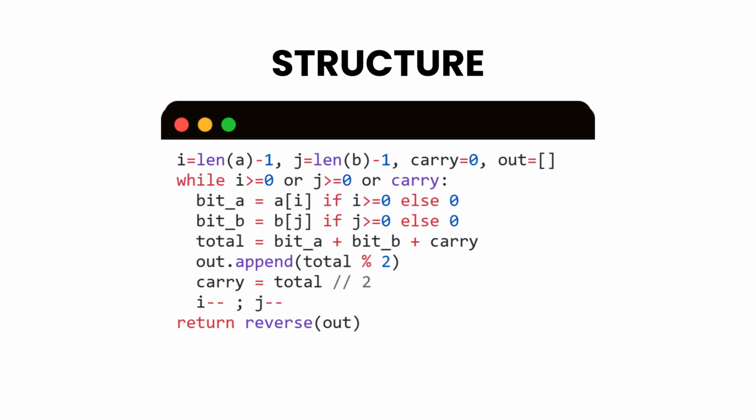Structure. Plan. Two pointers i and j at the ends of a and b, a carry equal to 0, and a list out to collect bits. While any pointer is valid or carry is 1, grab bits, 0 if out of bounds, sum, push sum % 2, set carry equal to sum // 2, move left. Reverse out at the end.